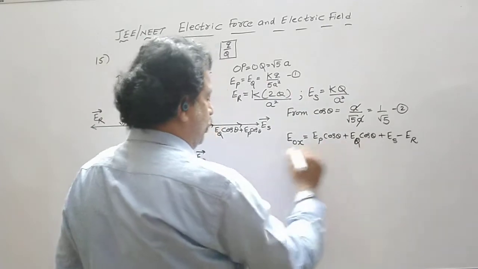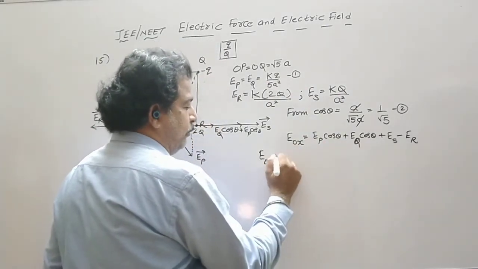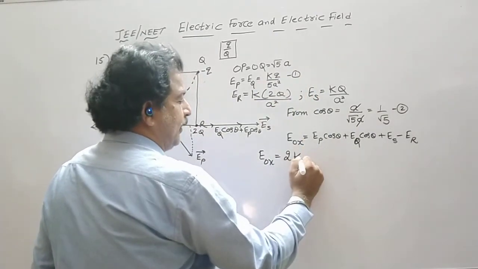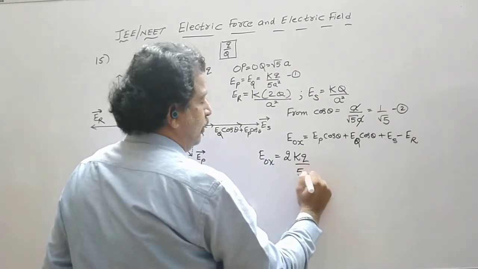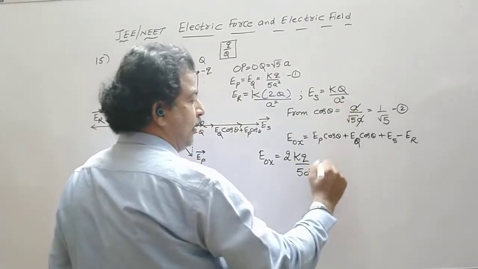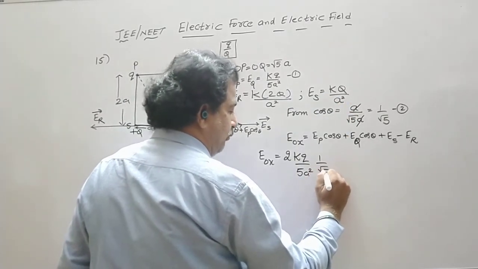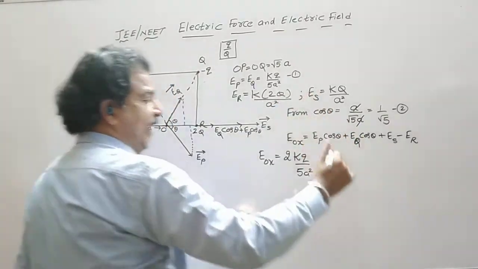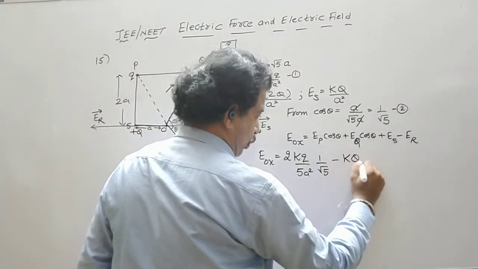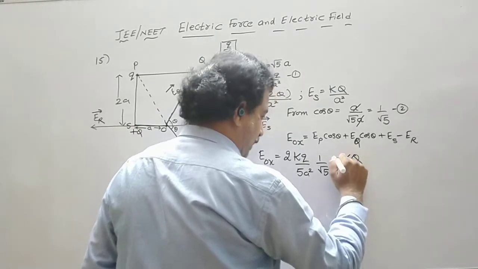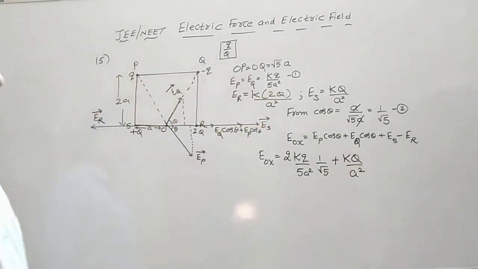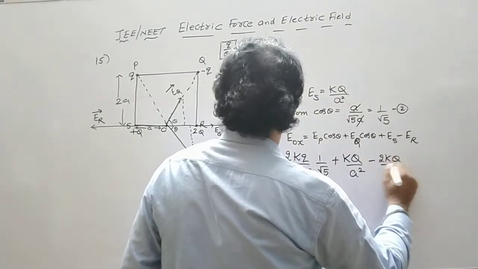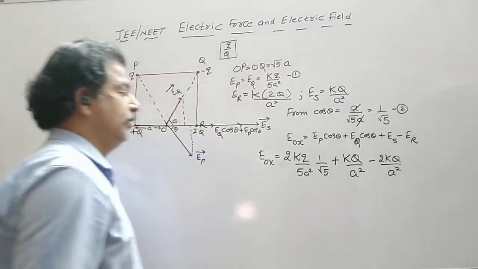We have a cos theta also. So E naught x can be written as 2 times either of these two values. So I write EQ upon phi a square cos theta, that is 1 by root 5. So this is this value minus ES. So minus KQ, plus KQ upon a square, and ER, that is 2KQ upon a square.